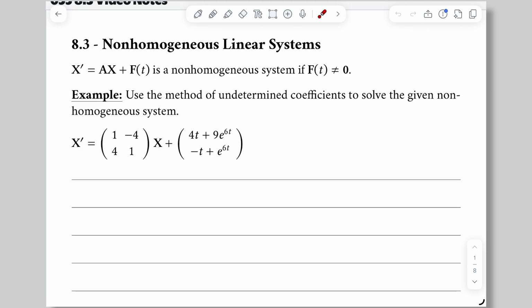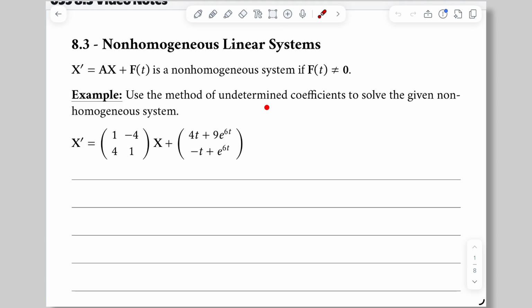We can identify non-homogeneous linear systems by the presence of the independent variable t explicit in the system. Here we have x prime equals the 2 by 2 matrix 1, negative 4, 4, 1 times x plus the column vector 4t plus 9e to the 6t, negative t plus e to the 6t. This column vector that contains functions of t is represented f of t in the symbolic equation for the system.